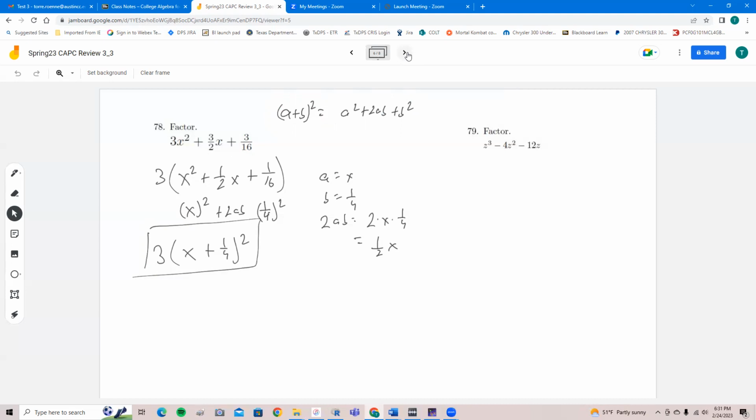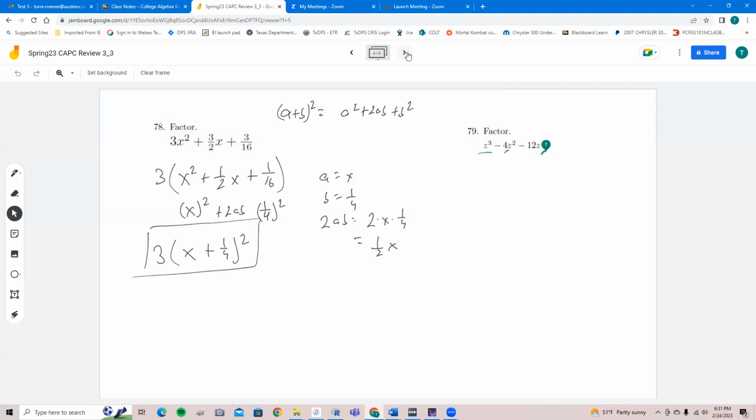Okay, next one, 79. Same thing. Let's look for something in common, right? We have to, because we don't know how to factor anything of a degree greater than 2 that's only got 3 terms. You know that we've only talked about factoring by grouping, and then these special cases of trinomials, and all of them involve powers of 2 and below. So really, we have to try to factor something out, or we're pretty much stuck.